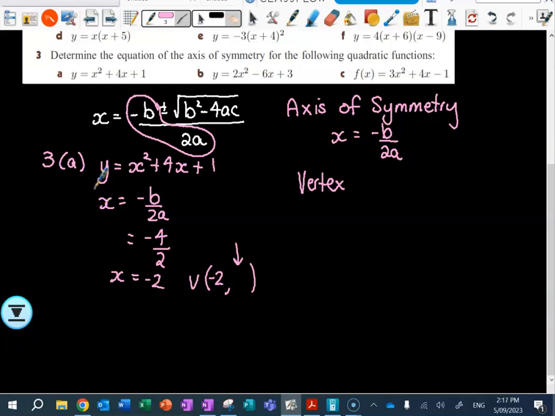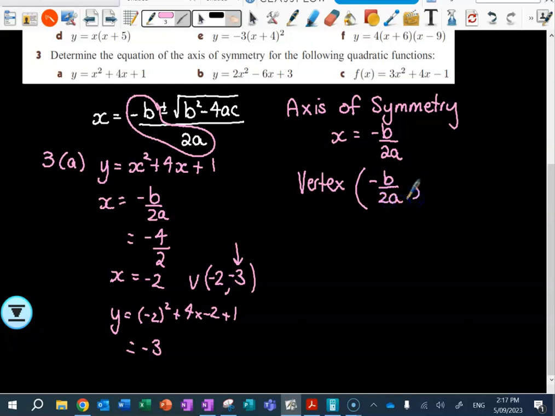Would you agree? So to get my y value here, I'm going to sub it back up there and I'm going to say minus 2 squared plus 4 times minus 2 plus 1. So I get 4 minus 4 plus 1, minus 3. Agreed? So for a mathematician to write this as a formula, we'll go, okay, we all agree our x value is the minus b over 2a, but how can we say for the y value, sub that back in to the equation?